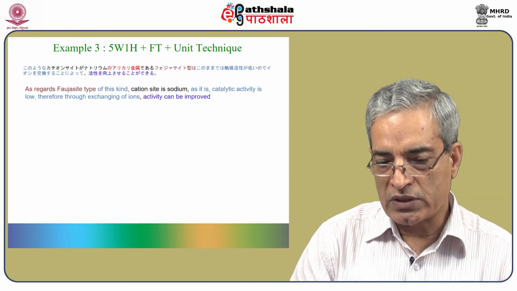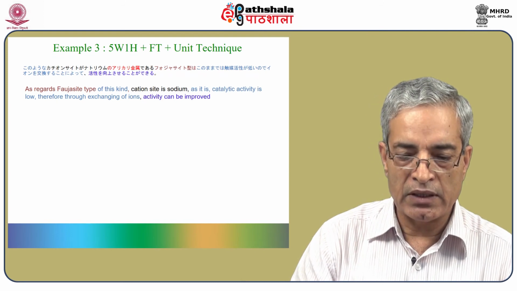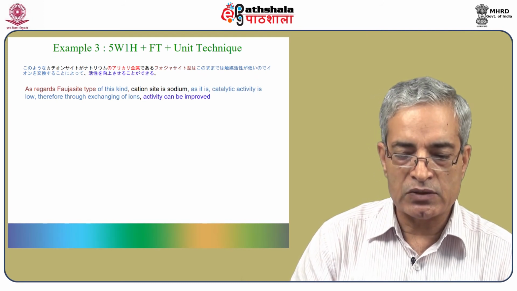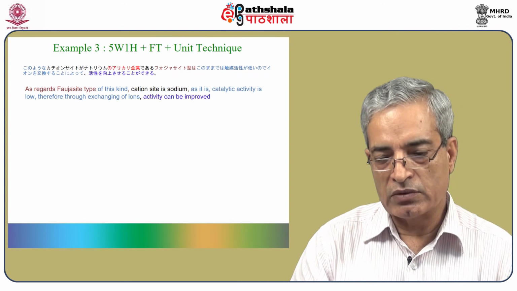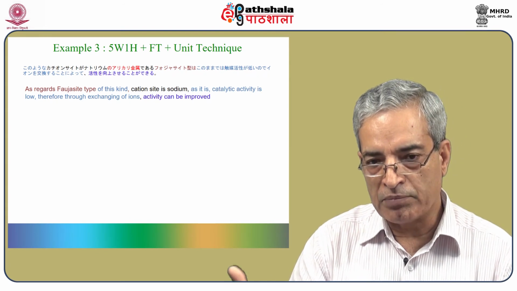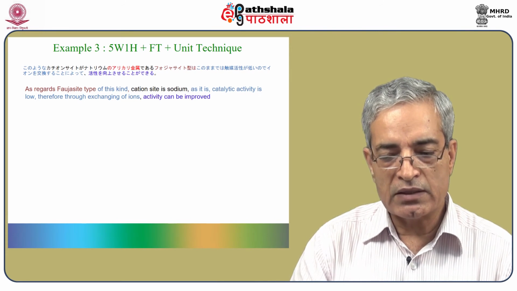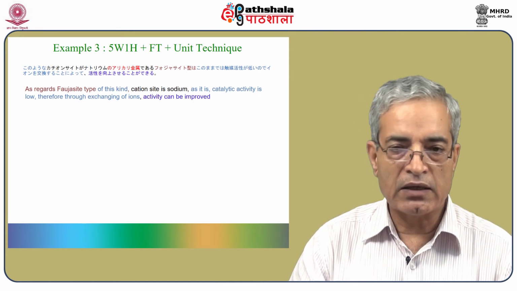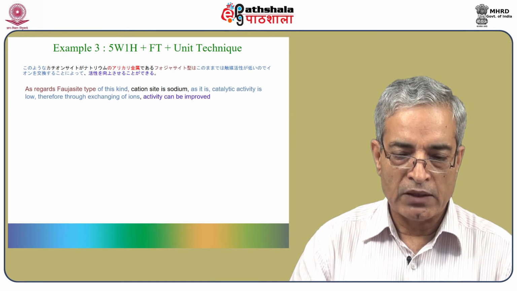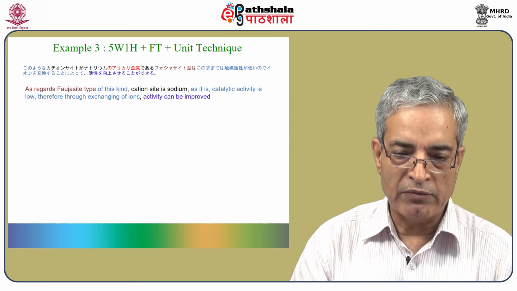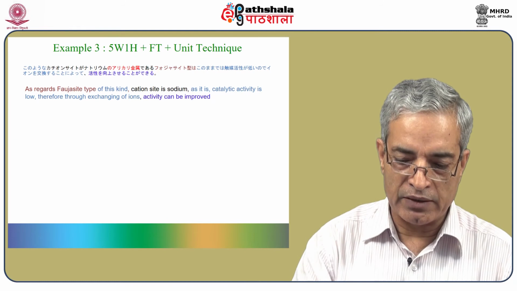What 5W1H does, suppose I read it once again: cation site is sodium as it is. This is what it means, reading as it is with the previous clause or previous segment, or read it: cation site is sodium as it is, catalytic activity is low. Now, where to apply this? It is the 5W1H which helps much better.